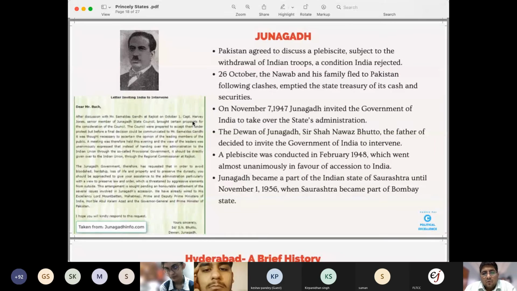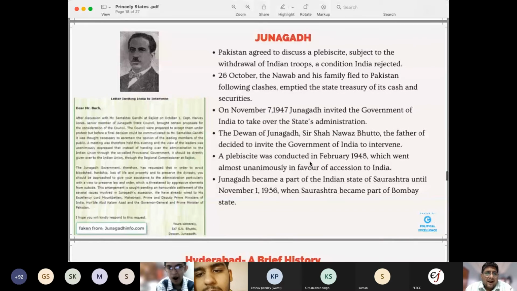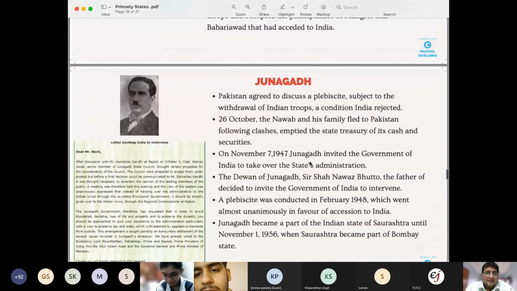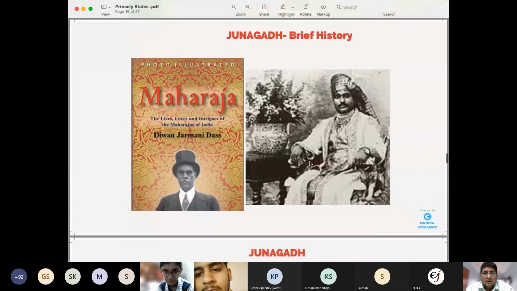We will ask people what they want to do, whether they want to join India or join the dominion of Pakistan. Ultimately, a plebiscite was conducted, and this is how Junagadh was integrated into India through a plebiscite. So this is a small story of Junagadh, which is very interesting, and the most interesting part is of course this Nawab of Junagadh who led a lavish life.